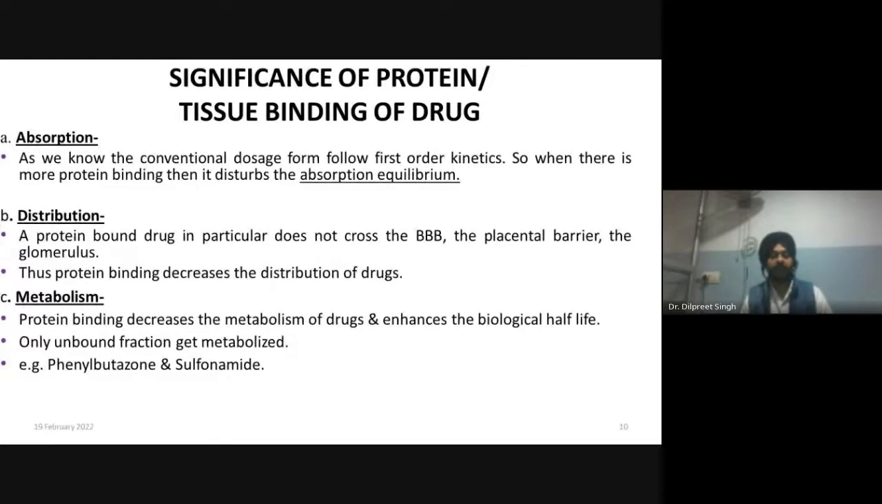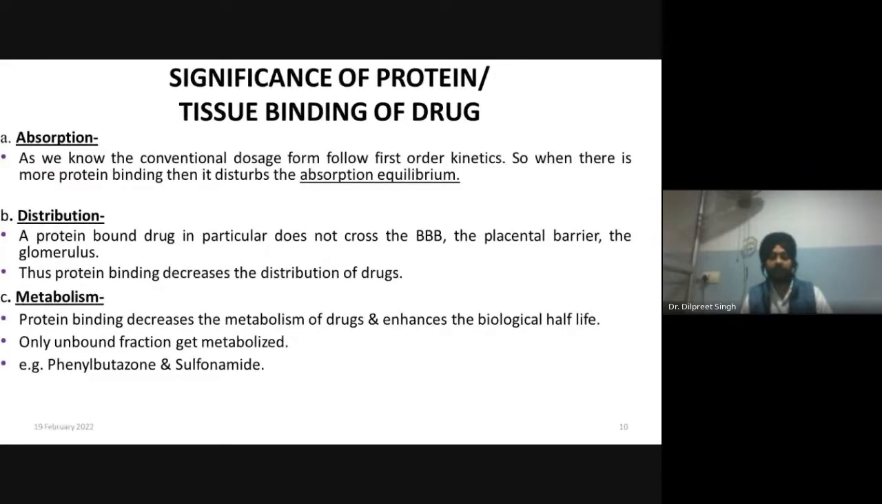So depending upon the age, age is one of the most important factors when we talk about the drug crossing various physiological barriers. But in general, a protein-bound drug does not cross the blood-brain barrier, the placental barrier, or the glomerulus.